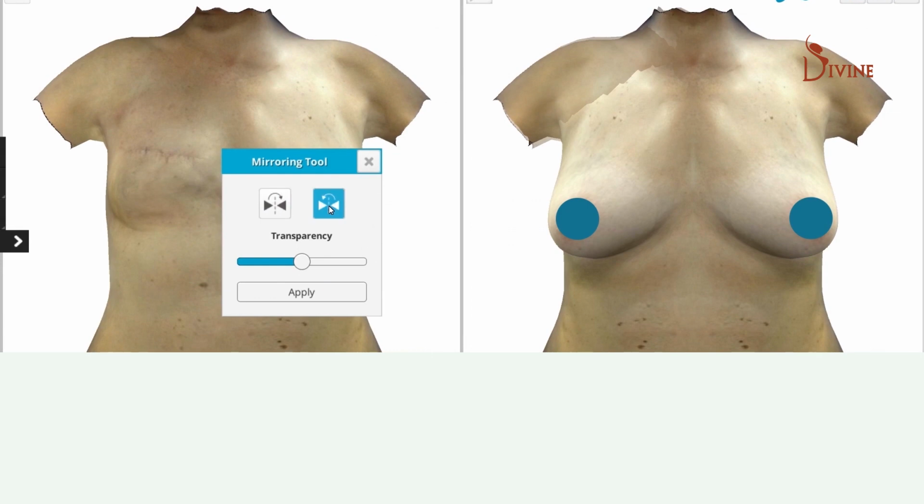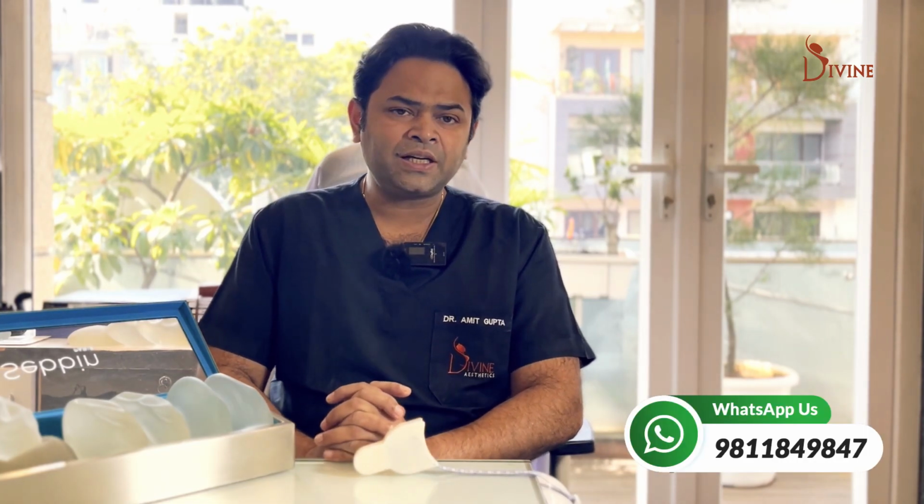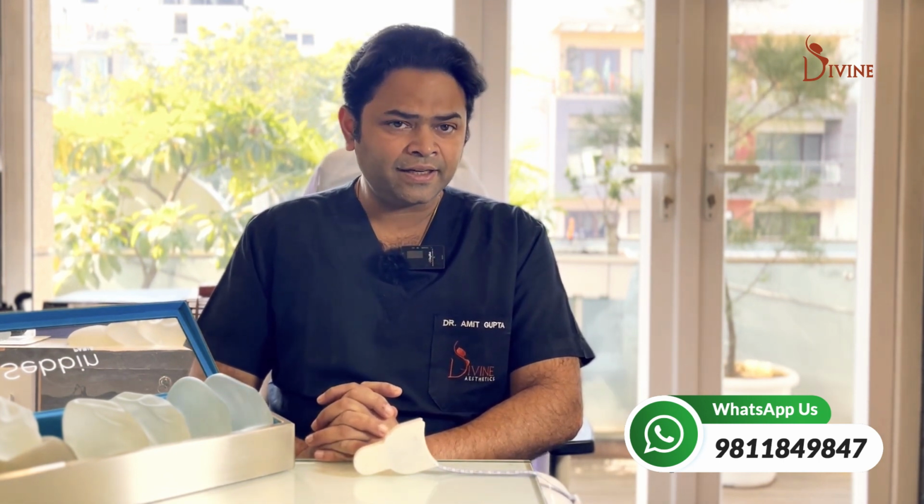One of the biggest pain points that most patients have is about the size. How do we determine the size? Of course, today we have AI generated softwares which allow you a better choice, but in the end, it is the human touch, the human mind, and the skills which make all the difference. So let's try to understand this a little better.